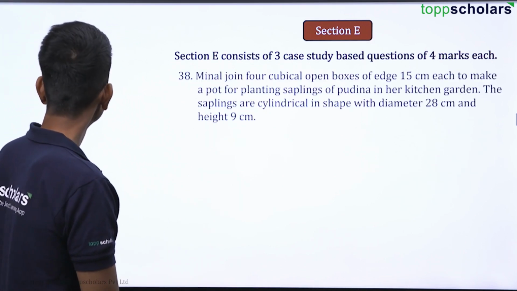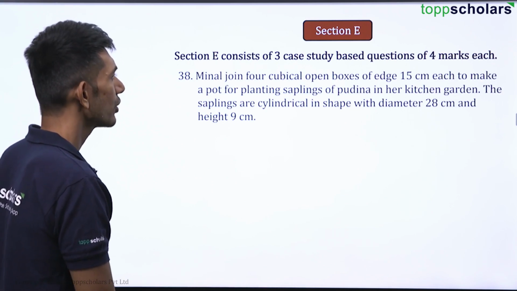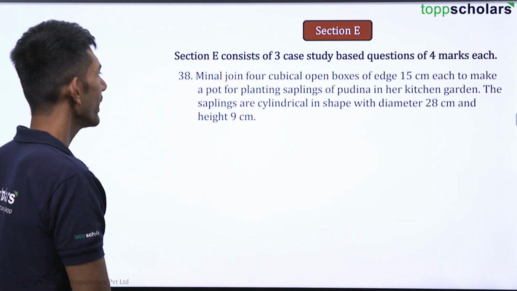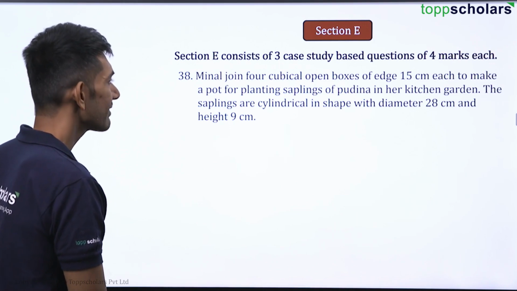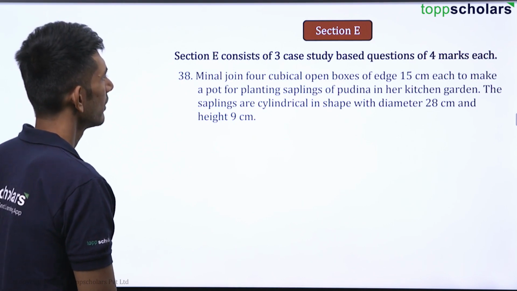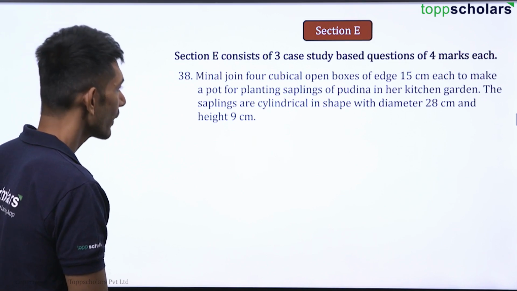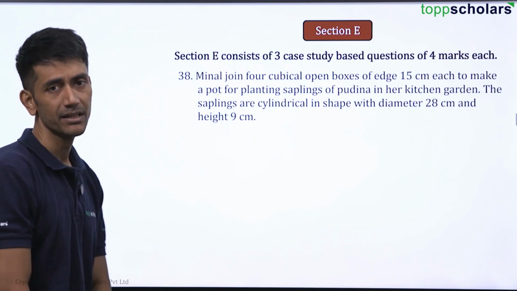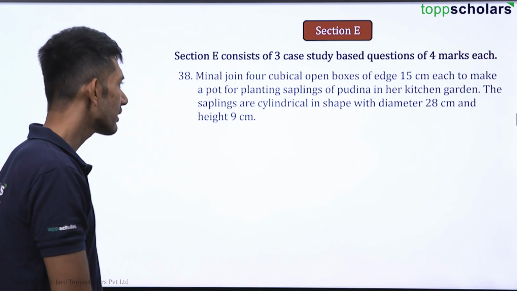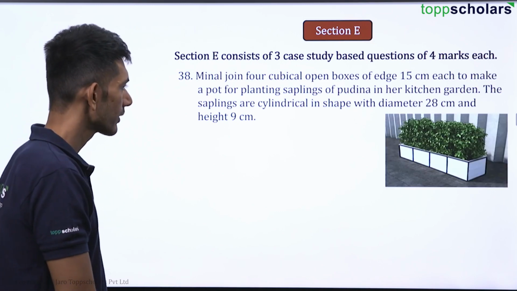So it says, Minal joined 4 cubical open boxes of edge 15 cm each to make a pot for planting saplings of pudina in her kitchen garden. The saplings are cylindrical in shape with diameter 28 cm and height 9 cm. So basically, this is definitely a question based on mensuration.